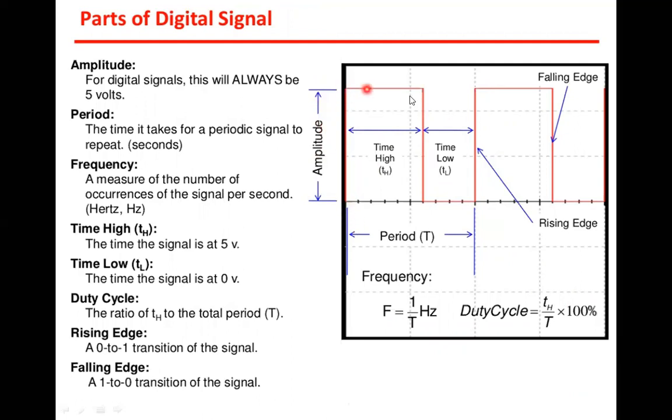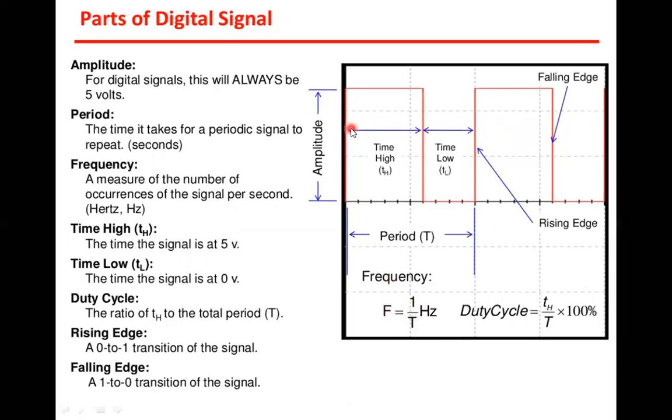Time taken for one complete oscillation is nothing but a time period. This one is the time period. And the frequency is the number of oscillations, 1 by T, measured in hertz. The number of oscillations per second is called the frequency.